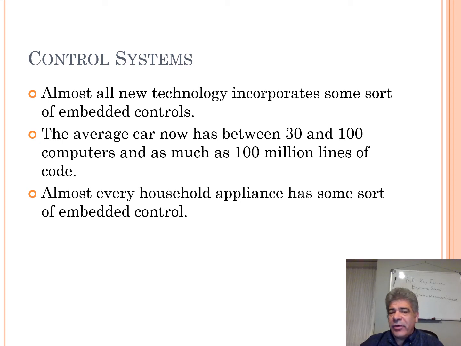Control systems. So almost all new technology incorporates some sort of embedded control. The average car now has between 30 and 100 computers and as much as 100 million lines of code. Almost every household appliance has some sort of embedded control in it.